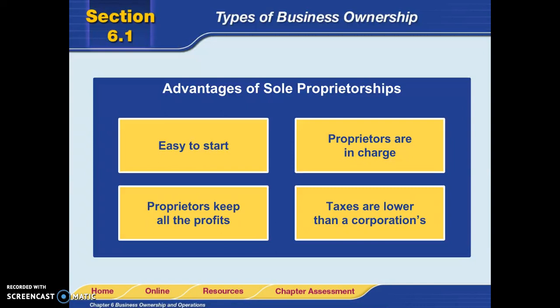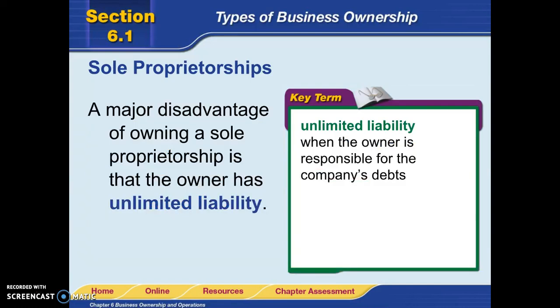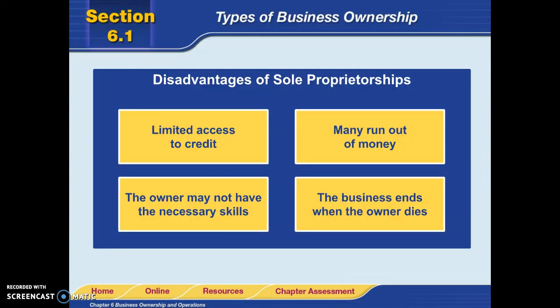And of course, I'm sure as you have probably thought in your head, even though there are advantages, there are also disadvantages. So when it comes to disadvantages in a sole proprietorship, one is unlimited liability, which means the owner is responsible for all of the company's debts. If the company goes into debt, the company goes bankrupt, that owner is liable even with personal assets in order to cover those debts. So unlimited liability. Not an advantage for a sole proprietorship.